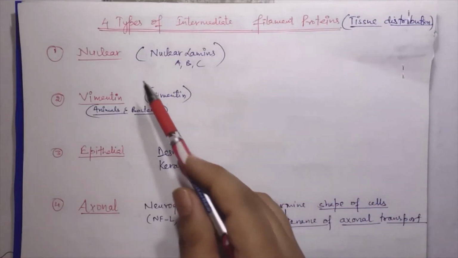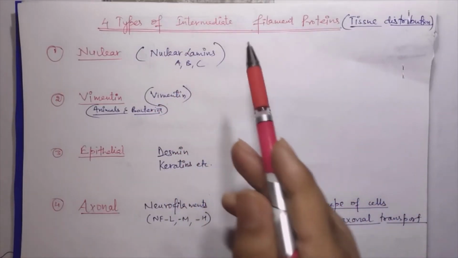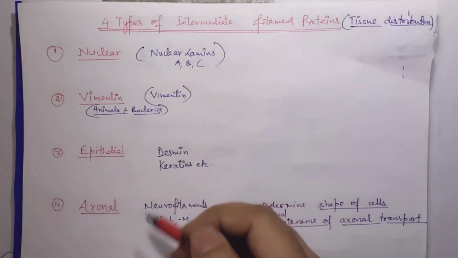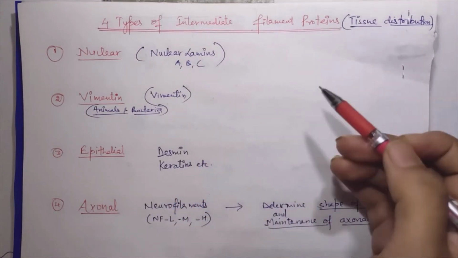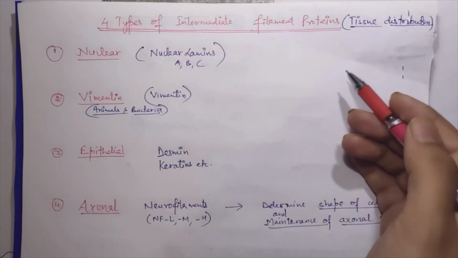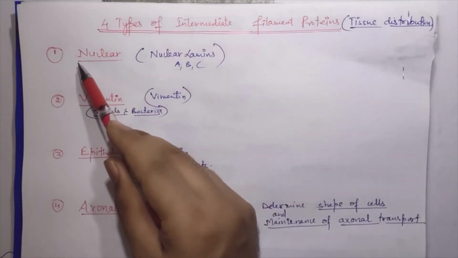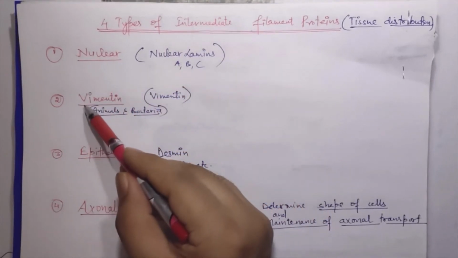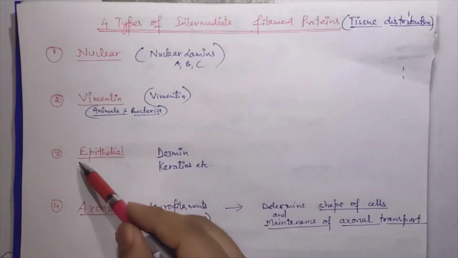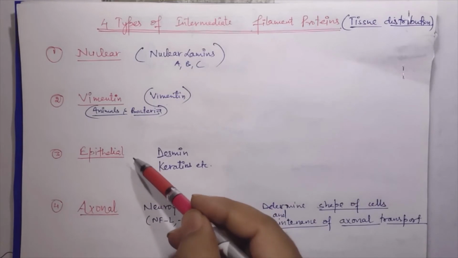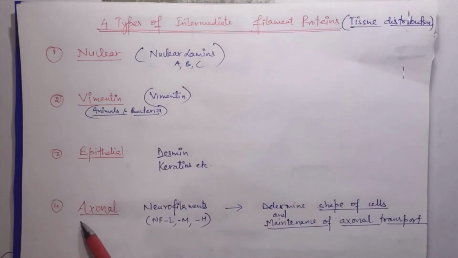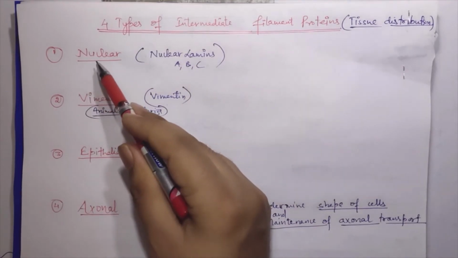There are four different types of intermediate filaments on the basis of the type of proteins and the type of tissues in which these intermediate filaments are distributed. They are nuclear intermediate filaments, vimentin-like intermediate filaments, epithelial intermediate filaments, and axonal intermediate filaments.